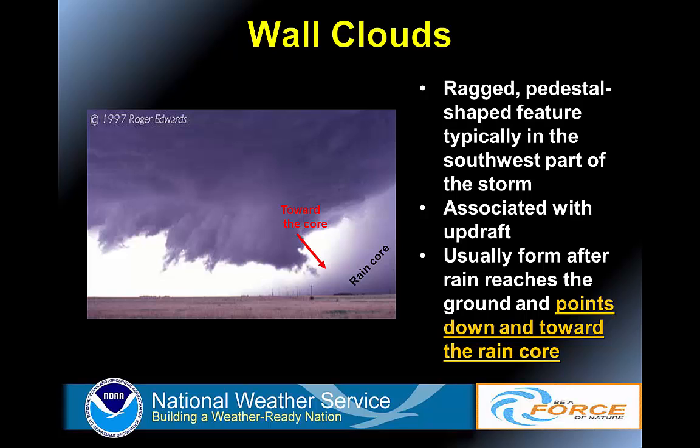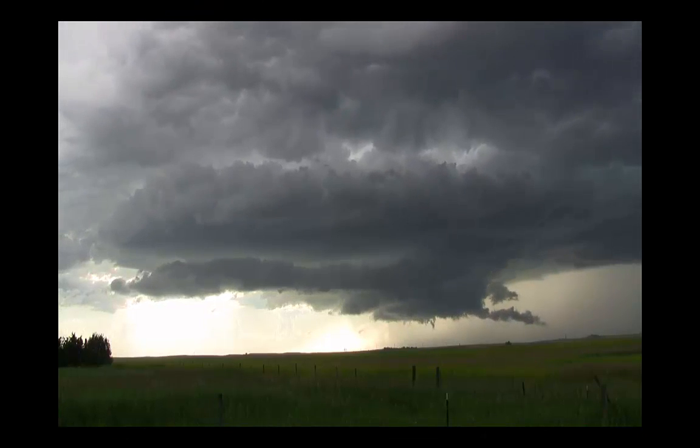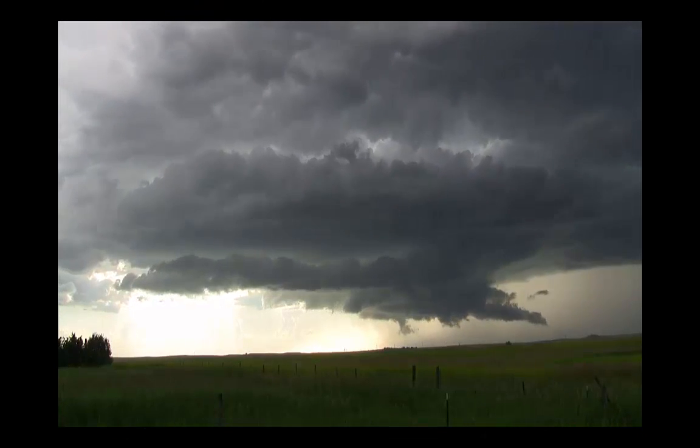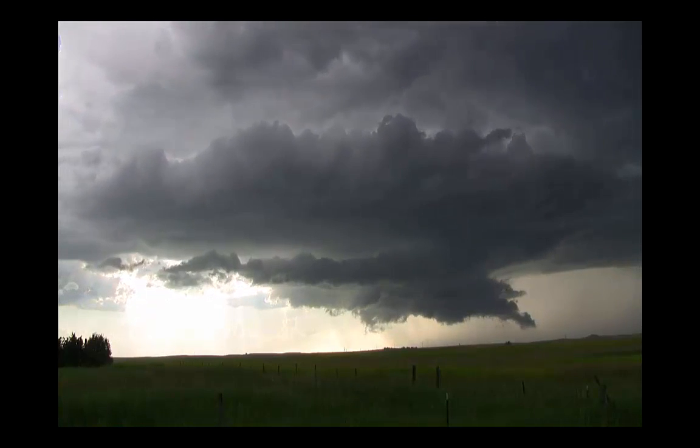In this photograph, the wall cloud is doing just that, and notice how it points downward toward the rain core within the supercell's forward flank downdraft. In addition, the clear slot associated with the supercell's rear flank downdraft is evident toward the left side of the photo. This is a time lapse of a wall cloud, and notice how both rising and rotating air is evident within the cloud formation.